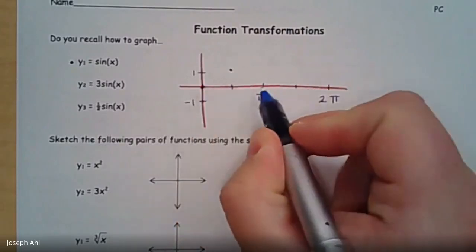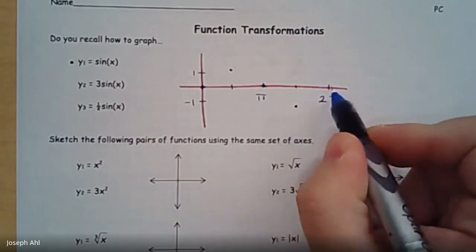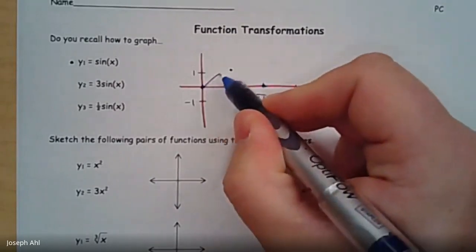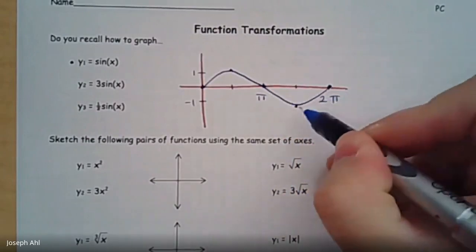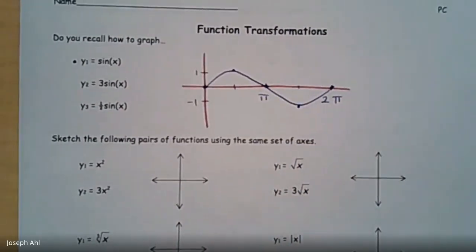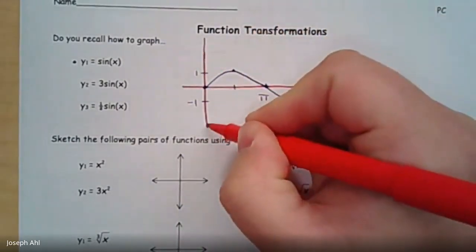So the sine curve starts at 0, goes up to 1, back to 0 at pi, -1, and then back up to 0 by the time we get to 2 pi. It's not a huge deal if you don't remember exactly why the graph looks this way, but certainly this will be something we explore later on in the year in terms of graphing some trig functions.